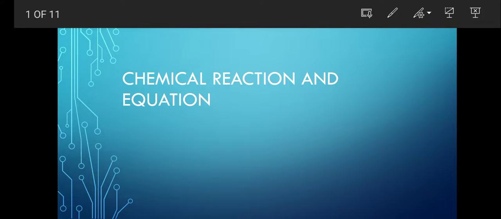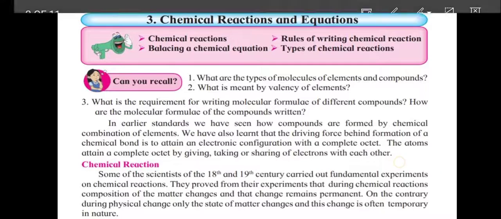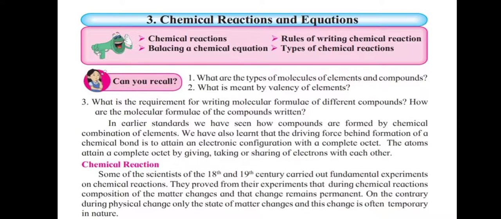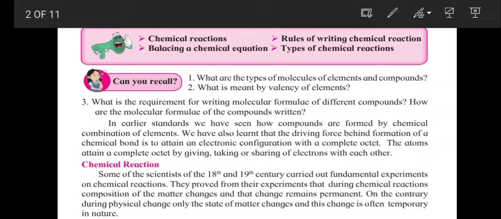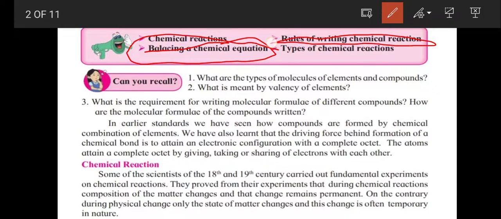We already discussed the two topics from the science part first. Now today, the new topic is chemical reaction and equation. Students, you heard the words chemical reaction and equation, but now in this topic we are going to discuss what is meant by the chemical reaction, what the types of chemical reaction are, how to balance the chemical reaction, and the rules for writing the chemical reaction. So these are the four main concepts we are going to study in this topic.